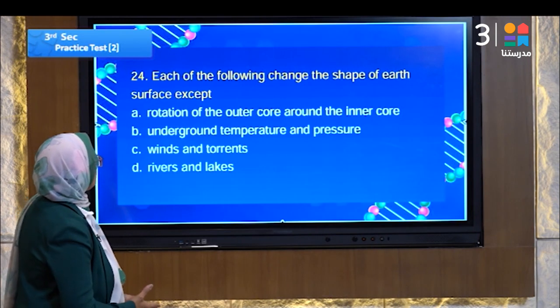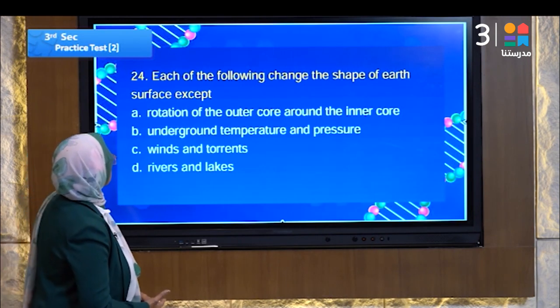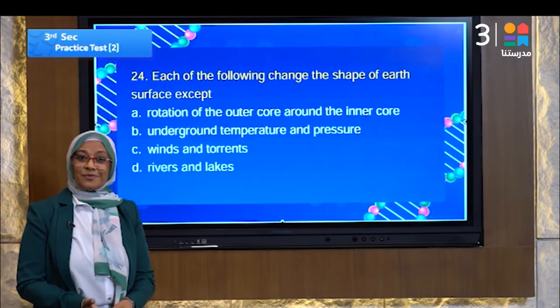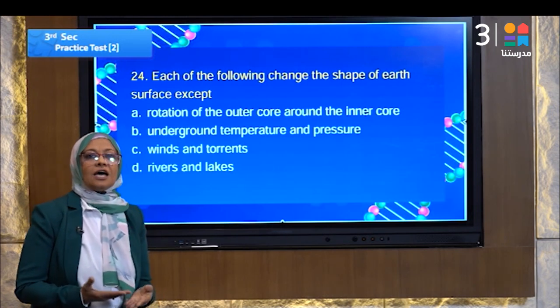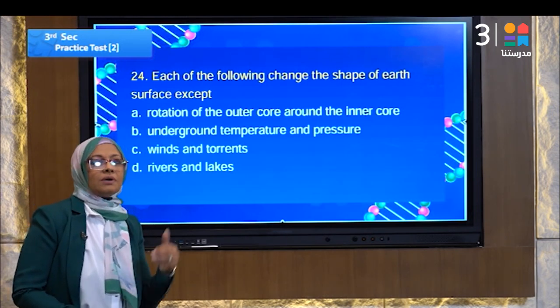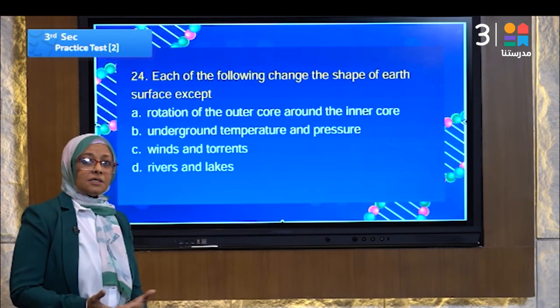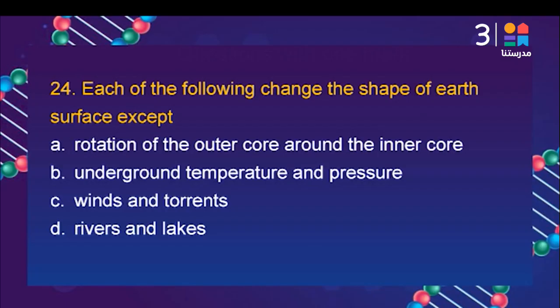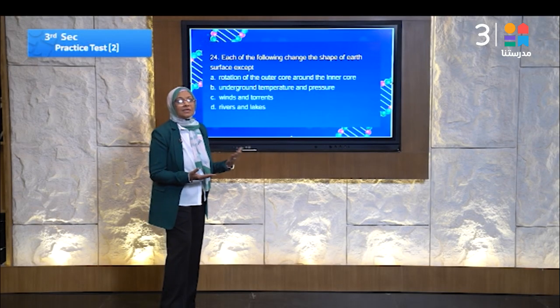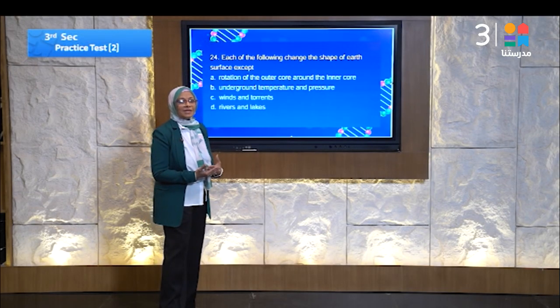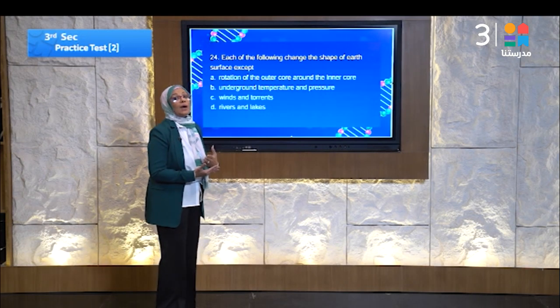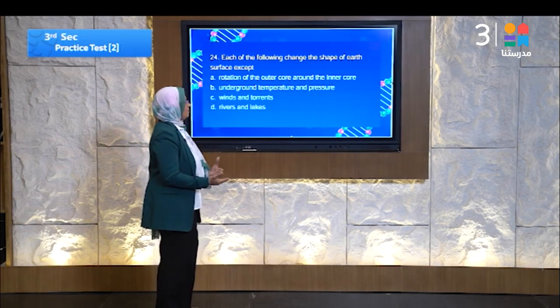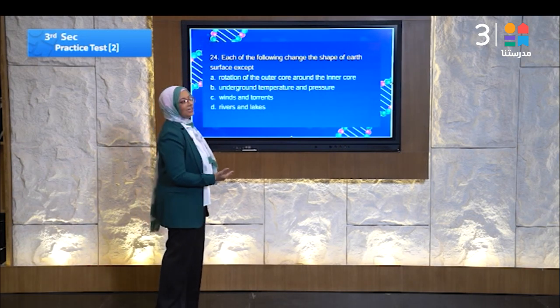24 speaks about the shape of the Earth's surface. The shape of the Earth's surface means Earth science. We go to Earth science, geology. Let's go. Each of the following changes the shape of the Earth's surface except one. That is the one I will look for. Which one is it? Let's read the choices.